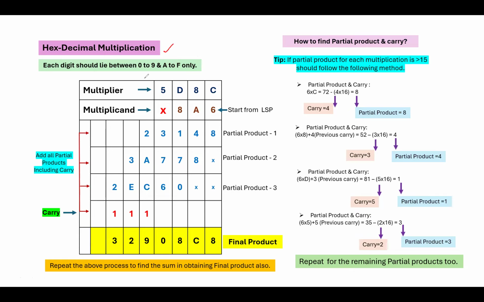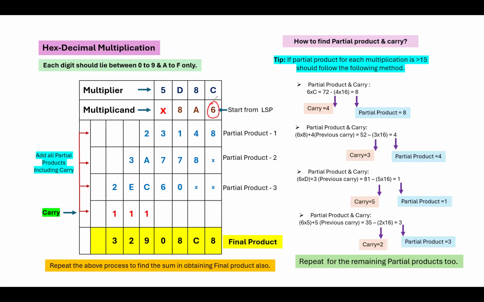Before we start the hexadecimal multiplication, make sure that each digit in the given hexadecimal number should lie between 0 to 9 and A to F only. This is the first number. This is the second number. The first number we call the multiplier. The second number we call the multiplicand. 5D8C into 8A6.